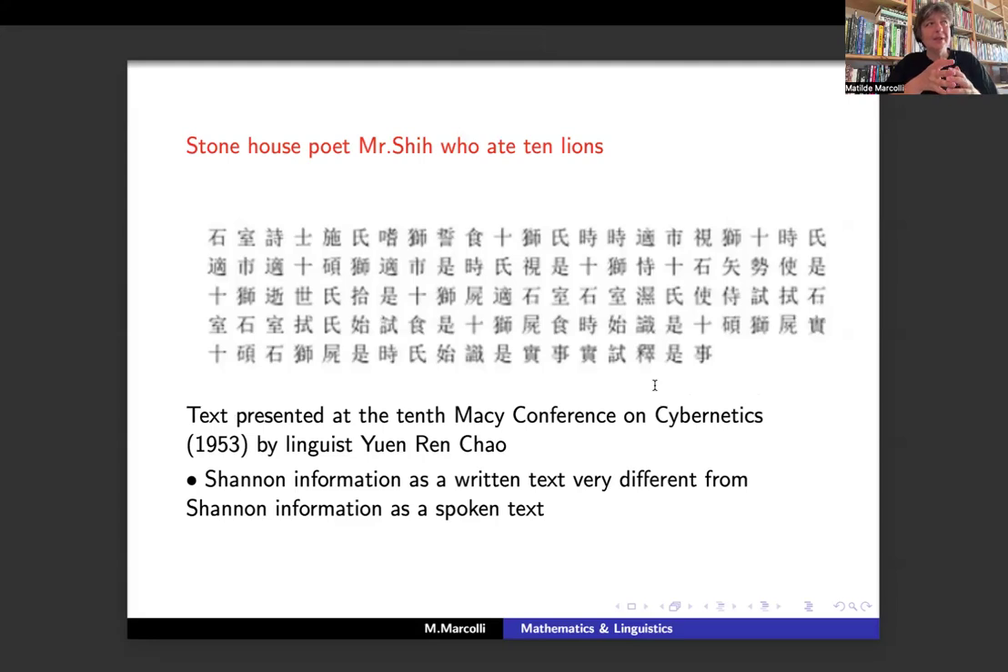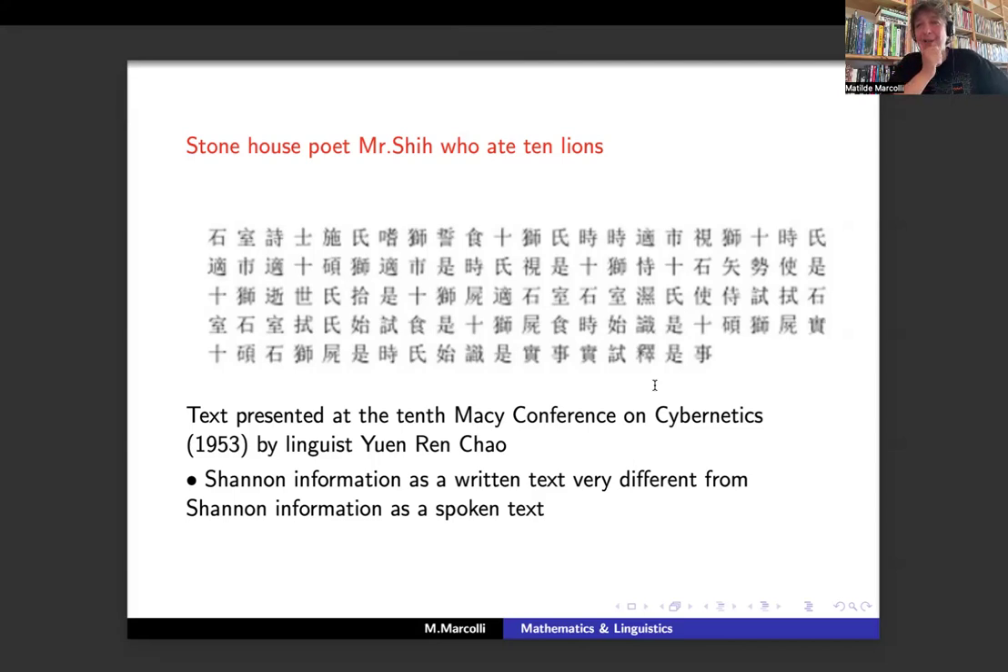Okay, so these are kind of games about probabilities and text and information, Shannon information, and they are, of course, very dependent on how one describes text. There was one of the famous Macy conferences of cybernetics in the early 50s, where people were also discussing this type of entropies and probabilities in strings of text and languages. There was this example, provided by a linguist, and it shows that the Shannon entropy of a text is highly dependent on what you mean by a text.